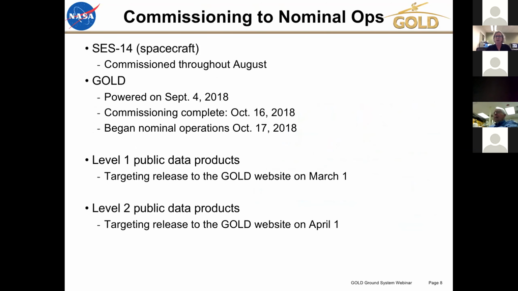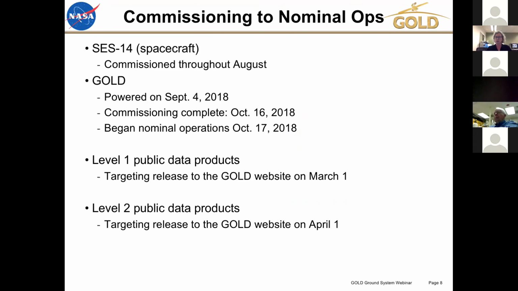So as we said, SES-14 reached a geostationary orbit in July. Then throughout the end of July and into August, the SES spacecraft itself was commissioned. This involved performing checkouts of the individual subsystems on the spacecraft, as well as verifying that the antennas for the commercial communications were working. Then, once SES-14 was commissioned, we were able to commission the GOLD instrument.